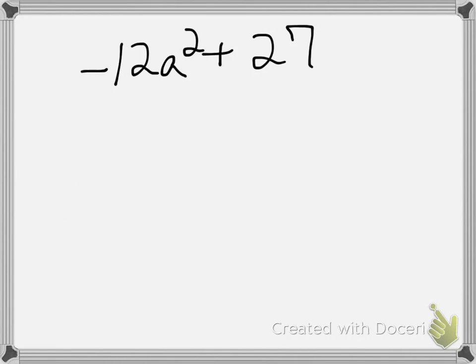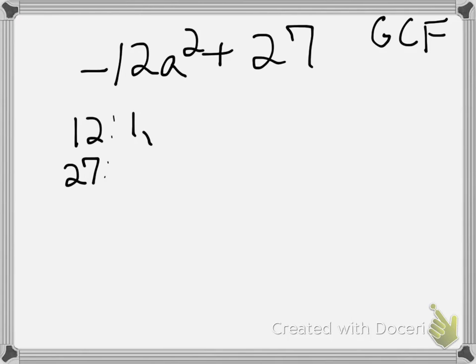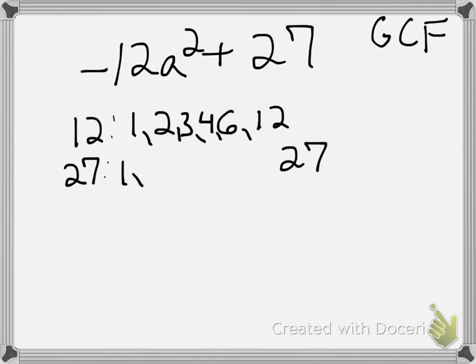Now here again, I have something that is in a simplified expression, but I want to factor it. And the way I do that is with my greatest common factor. I have 12 and I have 27. I always write down first 1 and the number itself. 12 is even, so I will do 2, and 2 times 6 is 12. 3 and 4 also go into 12. And that's it for 12.